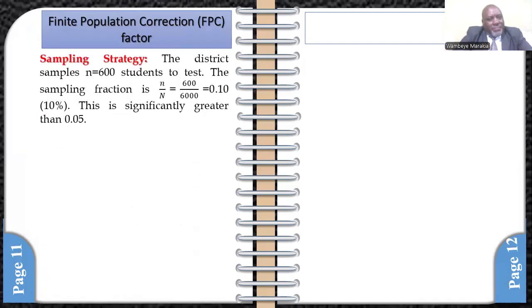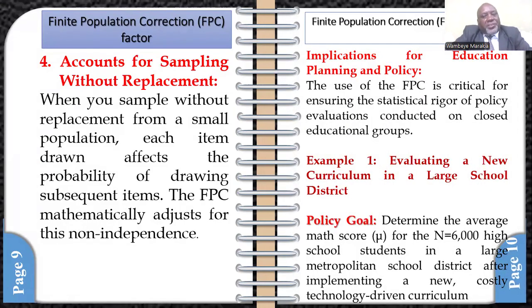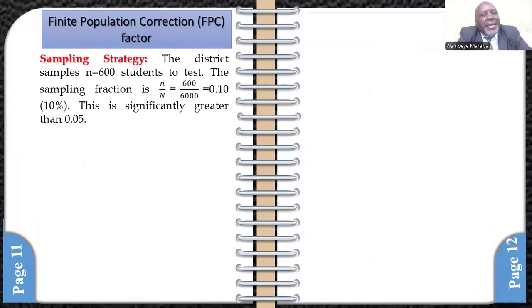In this research, the researcher assembles 600 students to be tested. We say the population is 6,000, but the researcher is sampling only 600 students to take part in the study, to be tested to see the effectiveness of this curriculum.